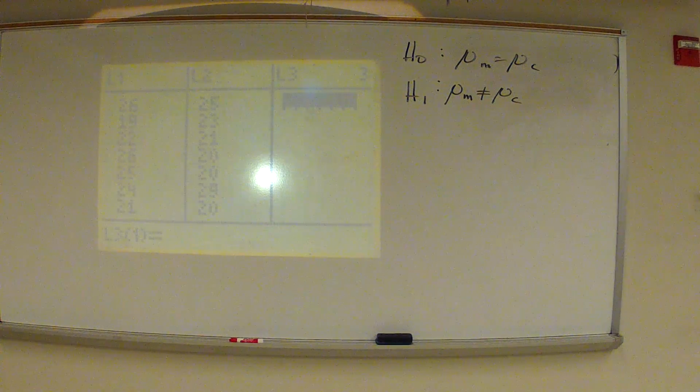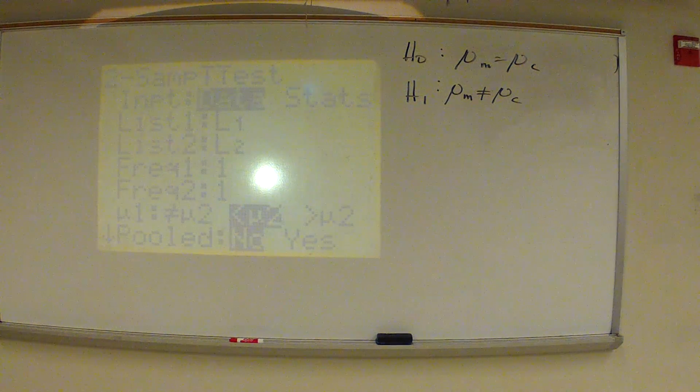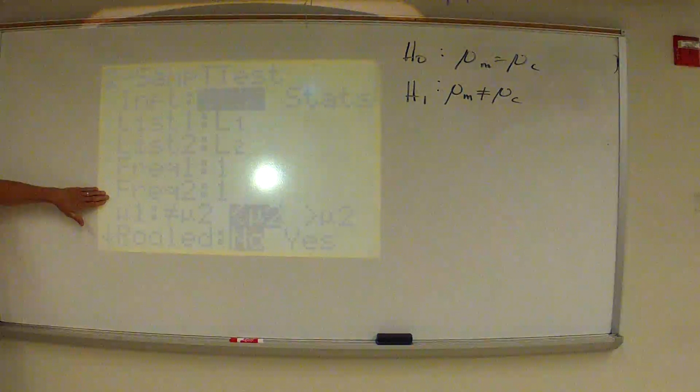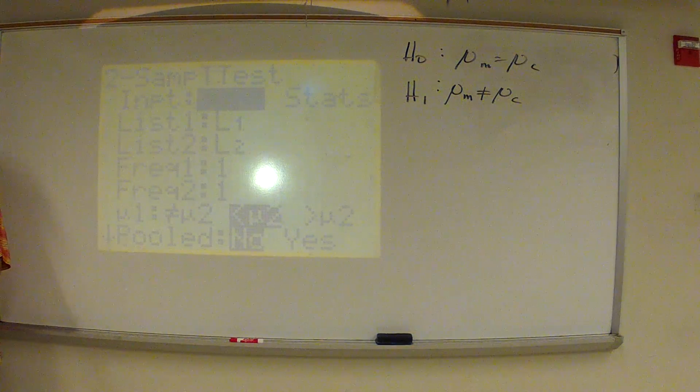Okay, you ready? I think we got everything we need. Stat, test, 2 sample t-tests. Somewhere down. There it is, number 4. We got data. This is perfect. Actually, this is set up beautifully. Your frequencies are going to be set to 1 each because you're counting each data point 1 time, and then your data lists just go in L1 and L2.